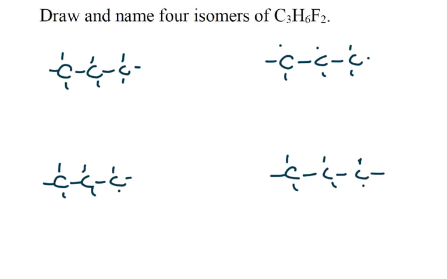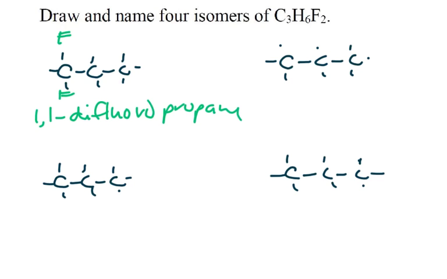Okay, we want 4 isomers of C3H6F2. I've drawn 4 backbones here, so here's the 3 carbons, and I have places on there for 8 atoms. Okay, 6 will be hydrogens, 2 will be fluorines. And we're just going to show the fluorines. So we could put them both on the first carbon, and that one's going to be called 1,1-difluoro. And 3 carbons would make it propane. So 1,1-difluoropropane.